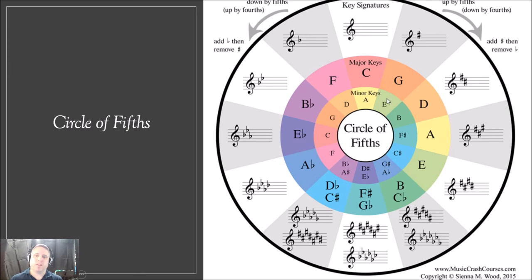If we look at the sharp keys, the easiest way to tell which key signature you are in is to find the sharp that is the furthest to the right. So if we're looking at this key signature, that furthest to the right sharp is G sharp. Now you simply step up one letter name from G to A, and there you have it, you're in A major. This works in all the sharp keys.